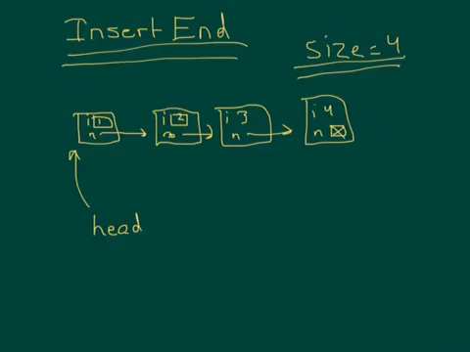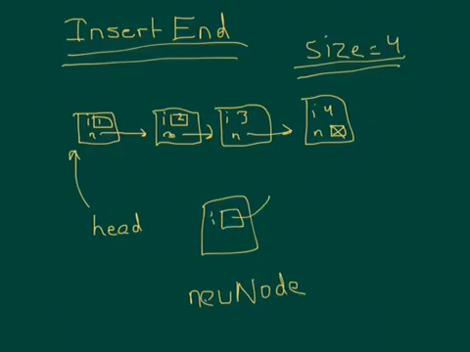So the first thing we do, like last time, is we create the SList node. This is the new node. It stores an item that we pass into the method, which is the parameter, and then it has a next, which is pointing at nothing right now. And it'll actually continue to point at nothing. You'll see why in a moment.